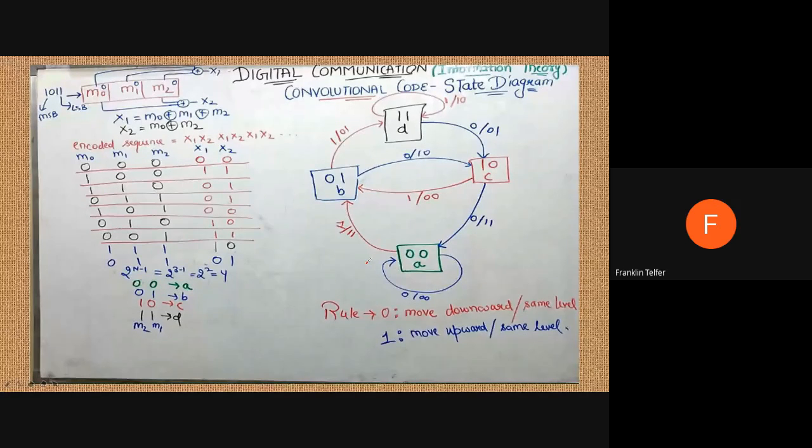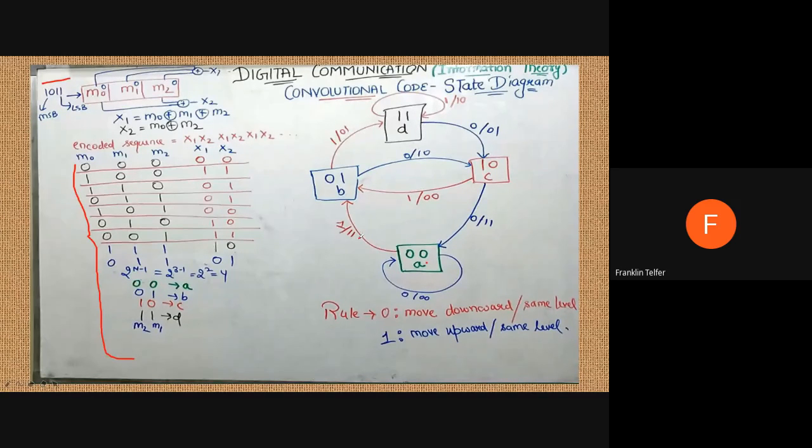Here, the same thing: you get the same message bit, with the three shift registers and the same data given. You are going to plot this data. How? You put a box, and inside the box you put the possible states: 0 0, 0 1, 1 0, 1 1. 0 0 is taken as A, 0 1 is B, 1 0 is C, and 1 1 is D. These are the four states available.